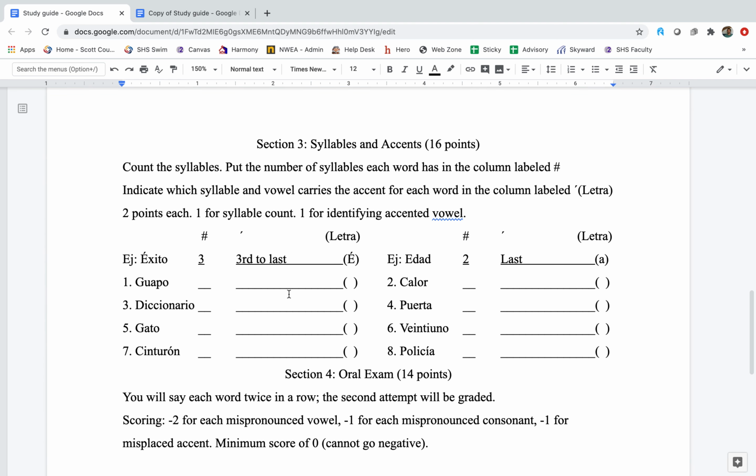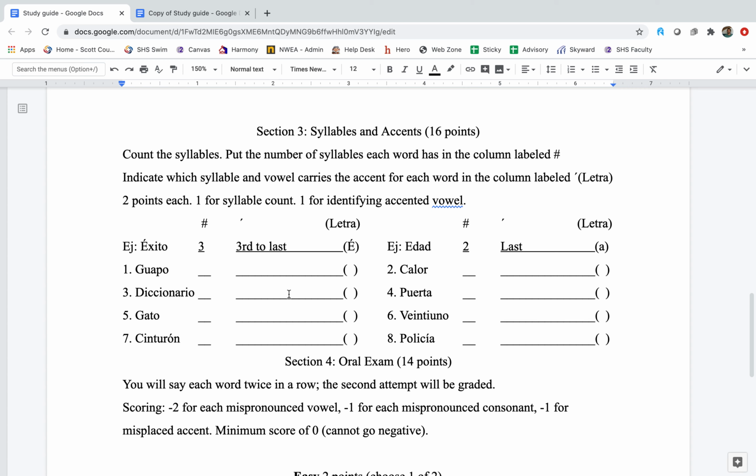Alright, section 3, syllables and accents. For each of these words, you're going to count the syllables. Remember, a syllable is a vowel sound. You're going to put the number of syllables each word has in the column labeled number. This will be different on your Canvas quiz, but this is what you're going to do for the study guide. You're going to put the number of syllables right here.